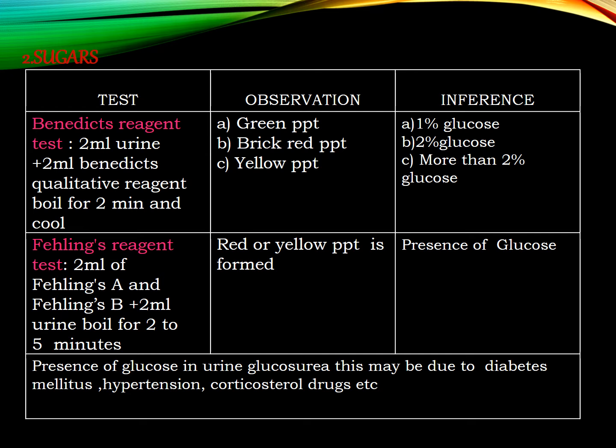And the next test is Fehling's test. To 2 ml of Fehling's A and Fehling's B, add 2 ml urine, then boil for 2 to 5 minutes. It may produce a red to yellow precipitate, and it is due to the presence of glucose in the urine sample. The presence of glucose in urine indicates glucosuria, and this may be due to diabetes mellitus, hypertension, or drugs like corticosteroids.